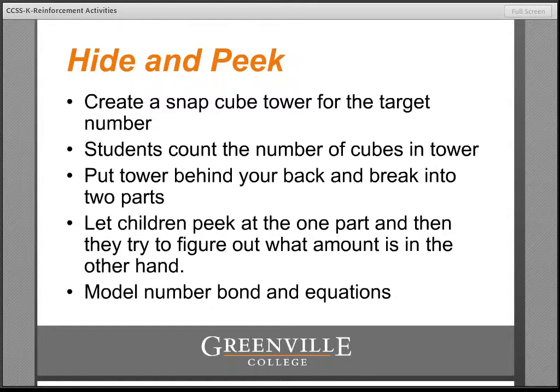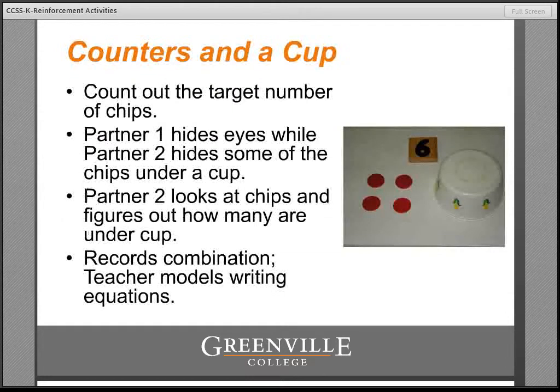If it's appropriate for the group of students, they can not only model it as a number bond, but perhaps also an equation. Although hide and peek would technically be a subtraction equation, it's okay at this point if they write that as an addition equation. So even though it might be 5 minus 3 with 2 behind your back, we would still allow them to say 2 plus 3 is 5.